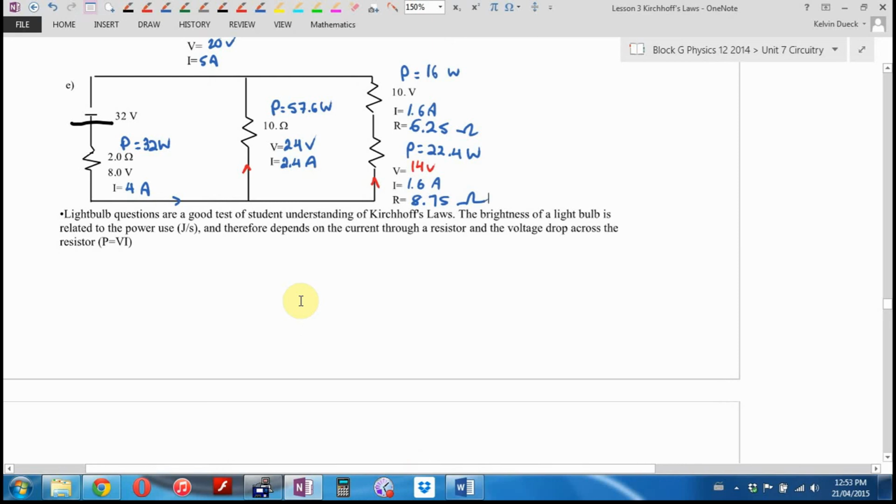Using principles of physics to explain: questions on your test are light bulb questions. I might say to you, suppose the light bulb resistance in this is doubled. Which bulb is brighter now? Or suppose I pull this light bulb out of the circuit completely. Which bulb is brighter now? So I wrote down here, light bulb questions are great tests of students' understanding of Kirchhoff's laws because the brightness of a bulb is directly related to its wattage, how much power, how many watts it uses.